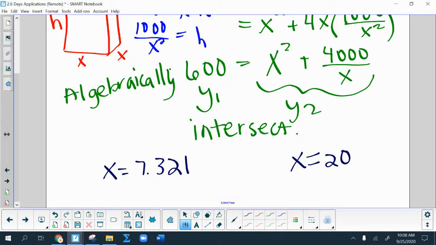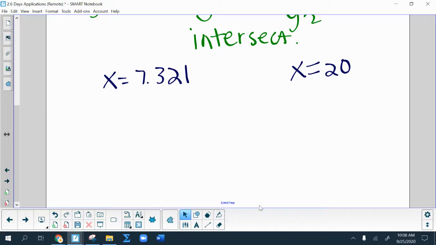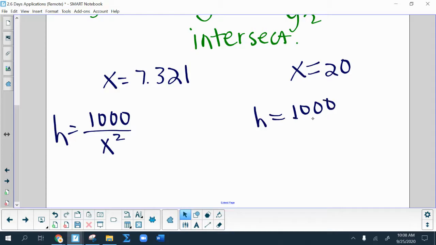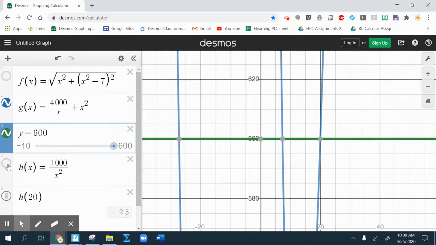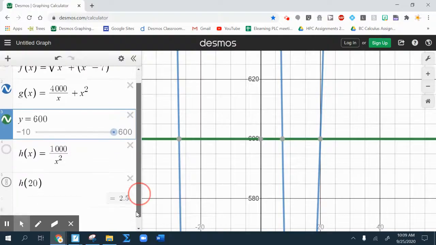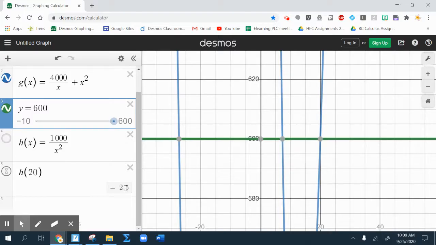Okay, well now I want to find the heights, because the problem did ask for the length, the width, and the height where this occurred. Well, we've got the length and the width. So now to find the height, we have to use that formula that was 1,000 over x squared and substitute these 2 values in. I'm going to go back to Desmos and show you what I did there. On Desmos, I set it up already. Over in this spot here, I called the height h, 1,000 over x squared, and then I can just have it calculate it for me. So h of 20 is 2.5.